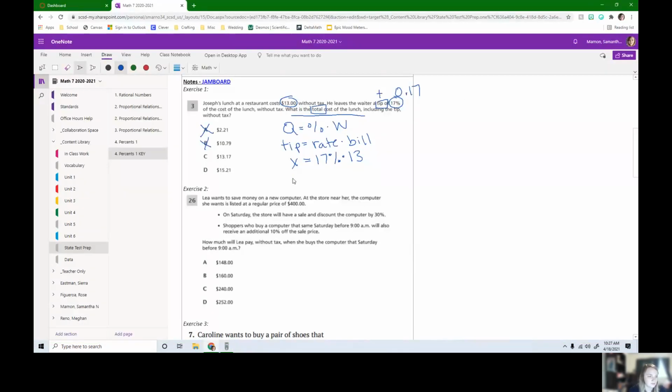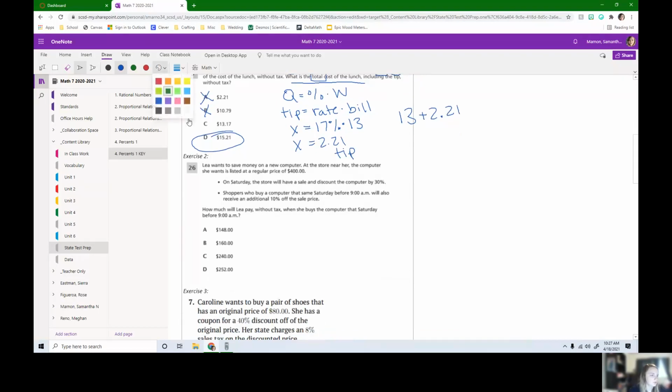So X equals 2.21. So this is the tip, but we want the total with the tip. So we need to do 13 plus 2.21, and that's choice D, $15.21.